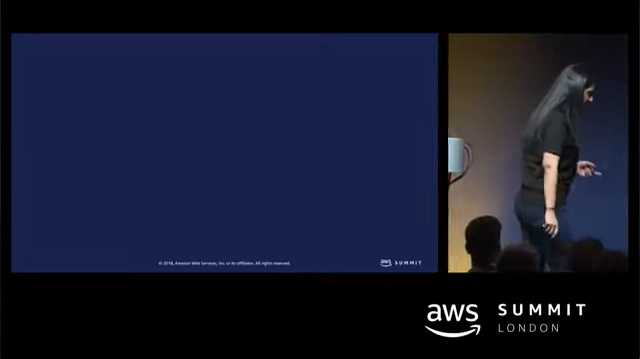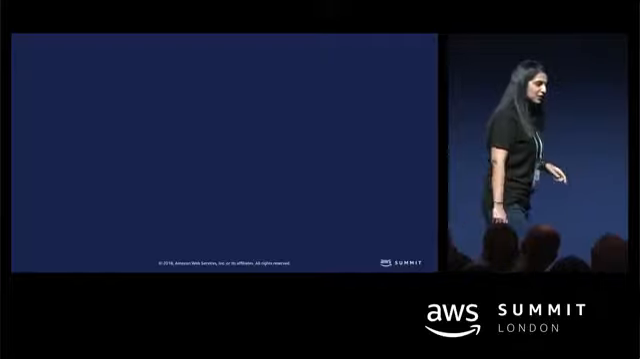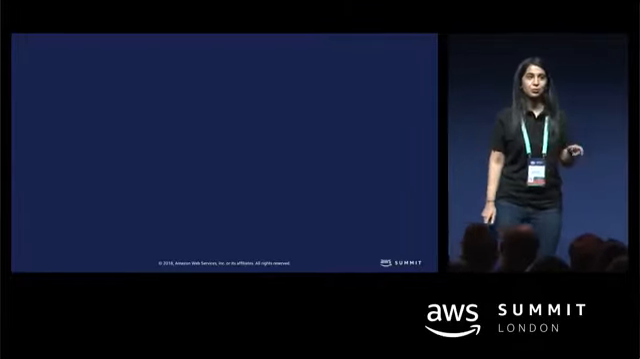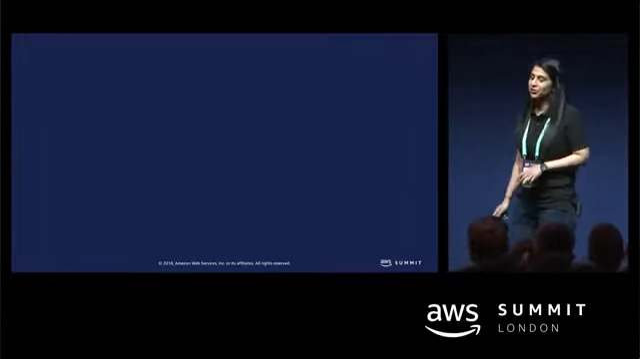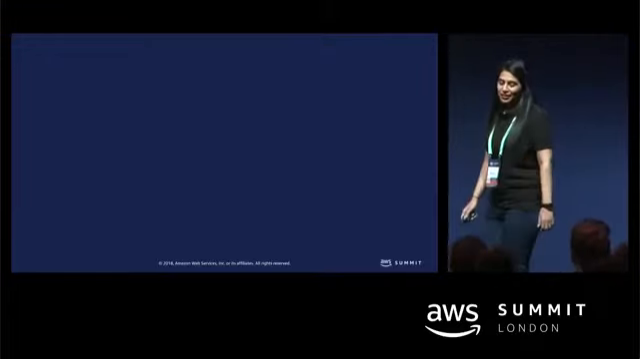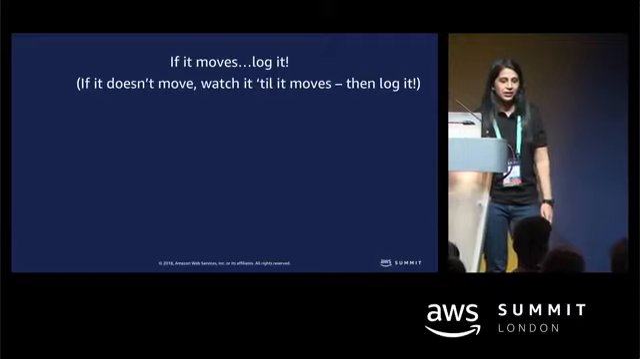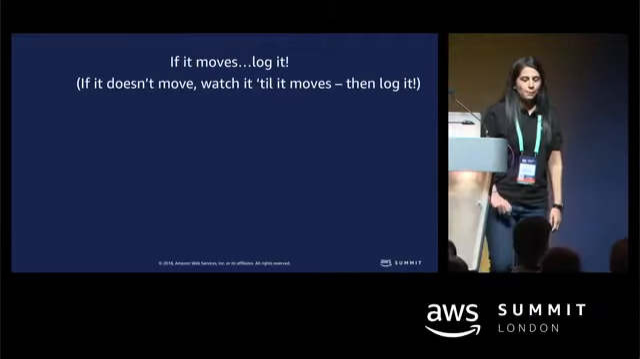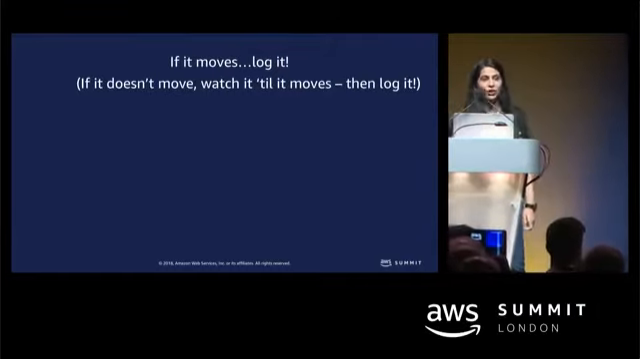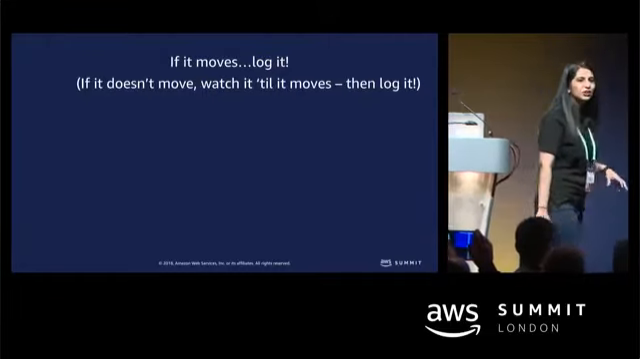So one of my colleagues, who is a specialist security solutions architect, and it'd be good if you see him around, called Dave Walker, has come up with this. If it moves, log it. If it doesn't move, watch it till it moves, then log it. It's just emphasizing the importance of logging.